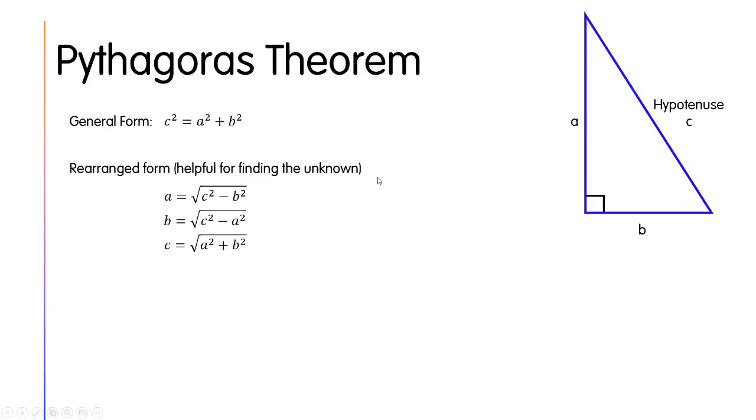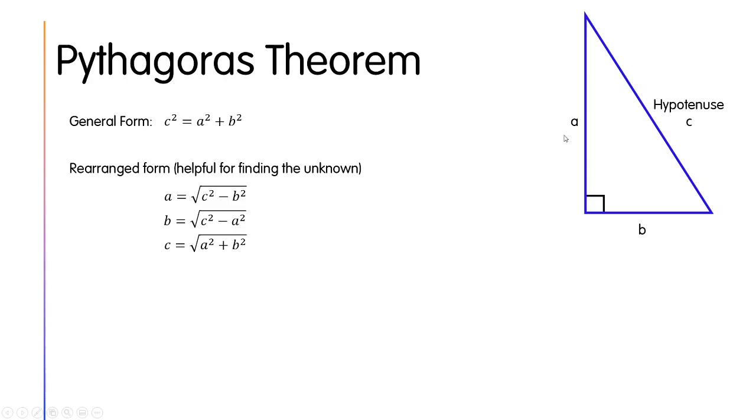We can rearrange that rule to make it a little bit more useful with A equals the square root of C squared minus B squared, B equals the square root of C squared minus A squared, and C equals the square root of A squared plus B squared. So if our unknown is this A side, we can use this first rule. If it's the B side, we can use this one. And if it is the hypotenuse, we can use this one.